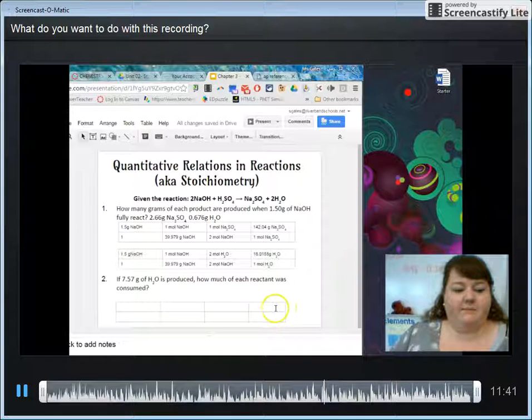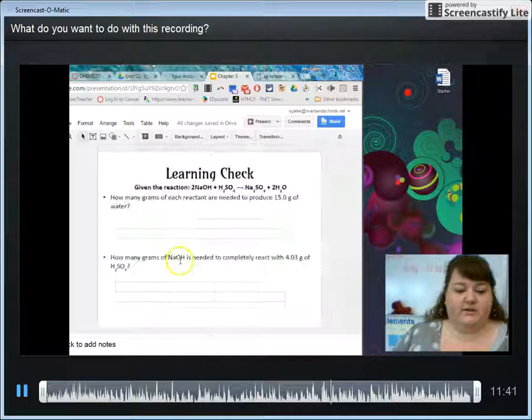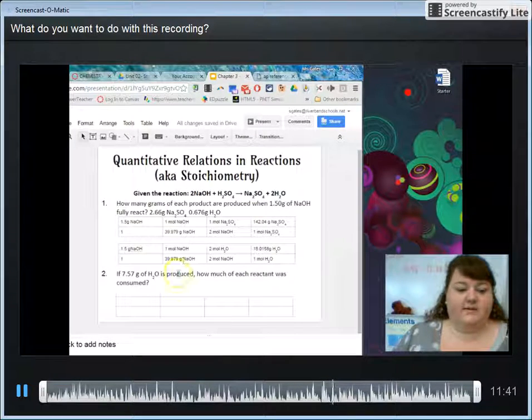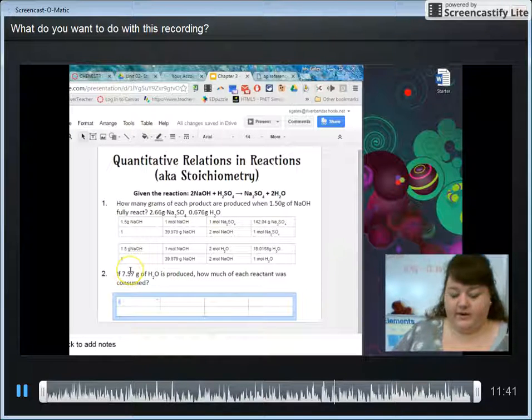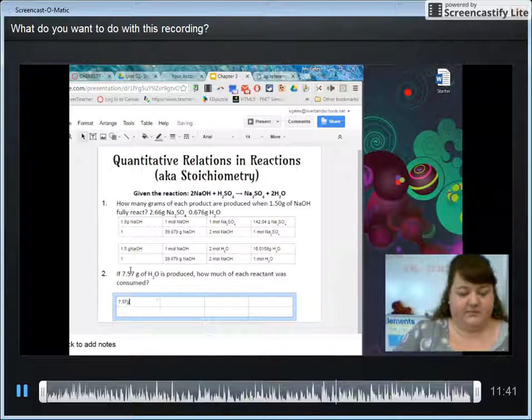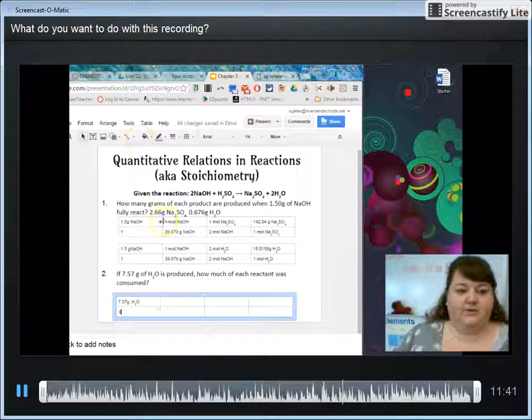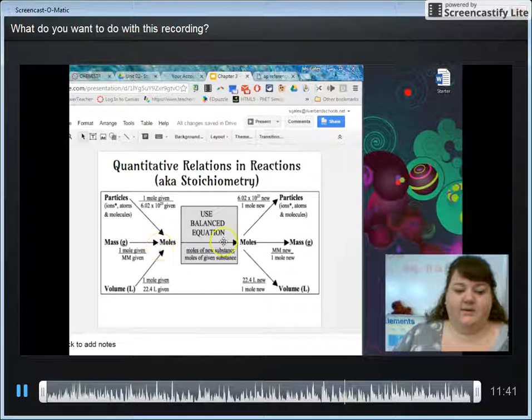Okay, so let's try one more problem. If we have 7.52 grams of water being produced, how much of each reactant was consumed? Okay, so we're going to do the same thing, but we're going to go in reverse. So now we're starting with water, so 7.57 grams of H2O over 1. Now I'm going from grams to moles of my water. So if you remember our chart, we're going to follow the same kind of math this time. Mass of water to moles of water to moles of our reactant to grams of our reactant.